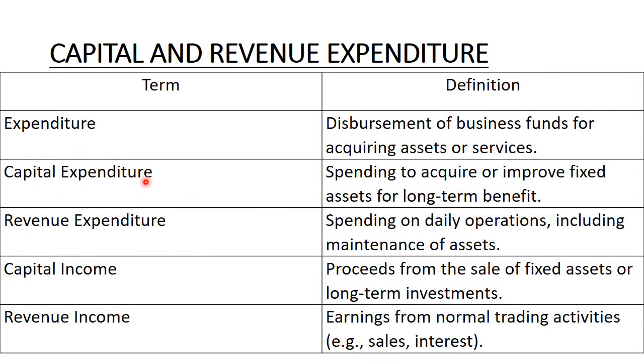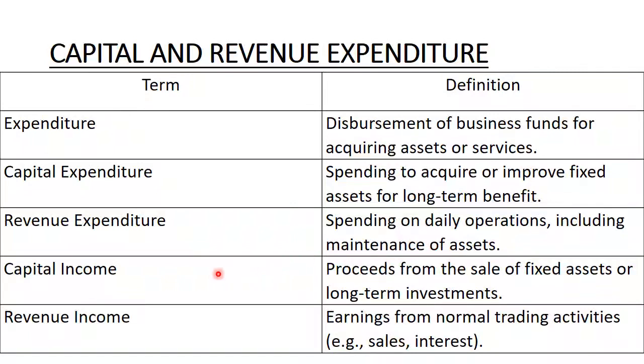So here are more terms that we're going to discuss and their definitions. Expenditure, I've defined that. Now there's also a type of expenditure called capital expenditure, which simply is the spending that is done to acquire or improve fixed assets for long-term benefits. I'll explain more on this. Then there's also revenue expenditure, which is the spending that is done on daily operations, including maintenance of assets.